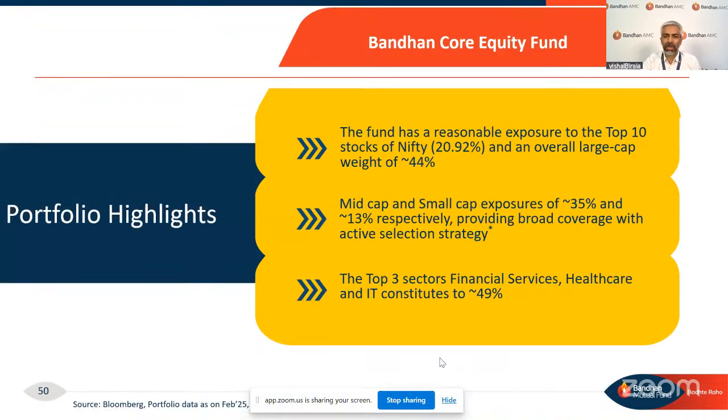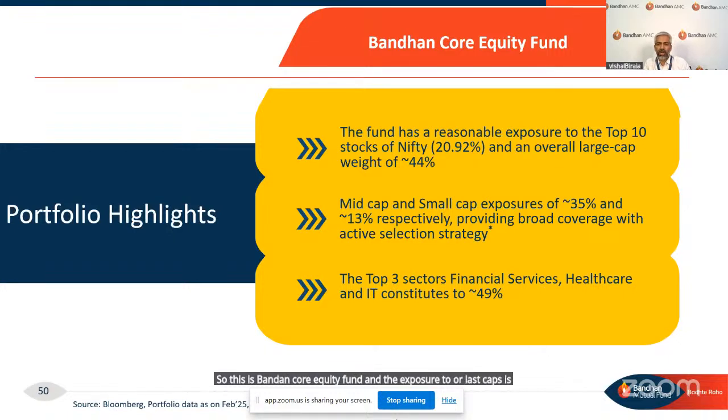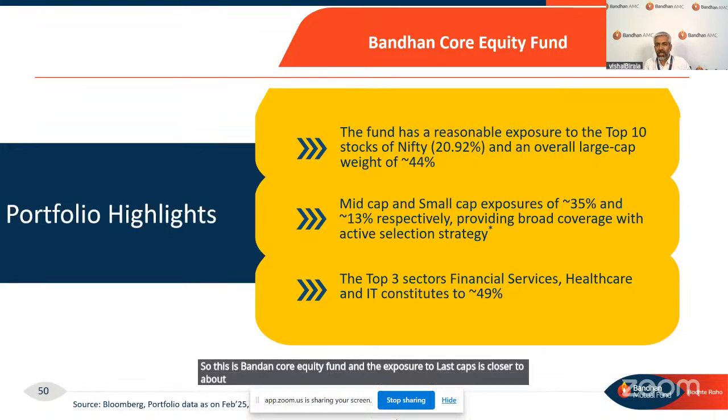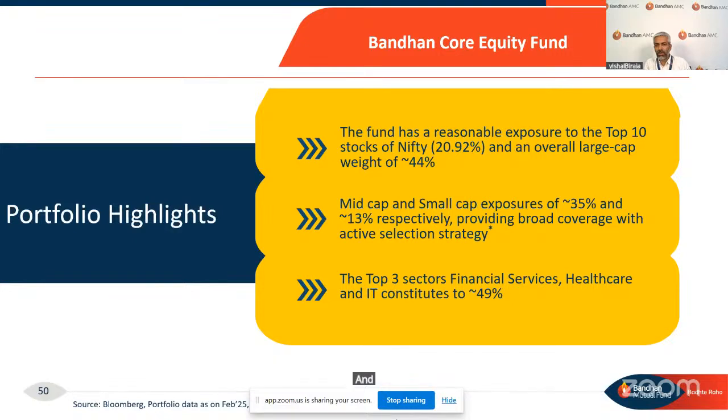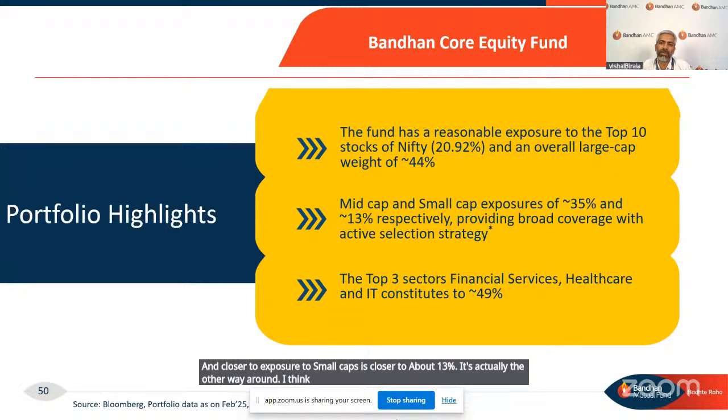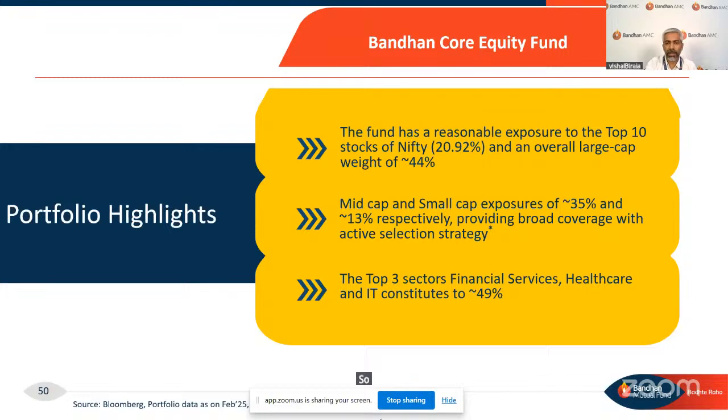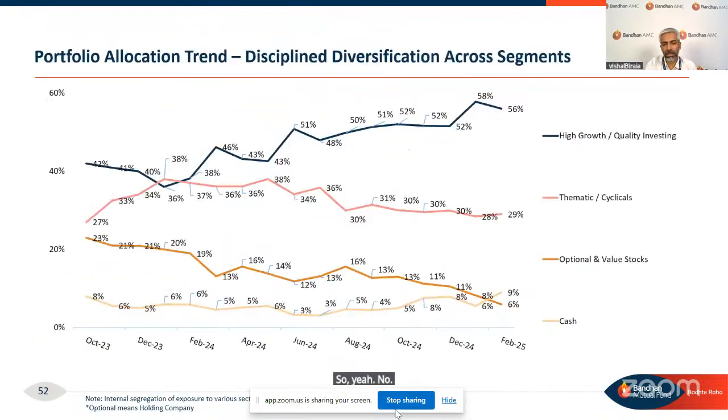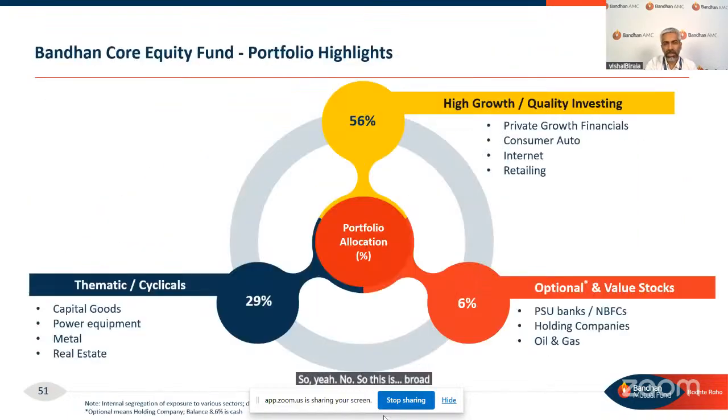So this is Bandhan Core Equity Fund, and the exposure to large caps is closer to about 50%, and the exposure to small caps is closer to about 13%. It's actually the other way around. I think there's some mistake in the way I have written. So this is broadly it. This is an important slide.